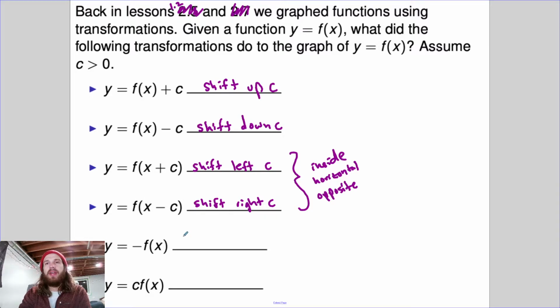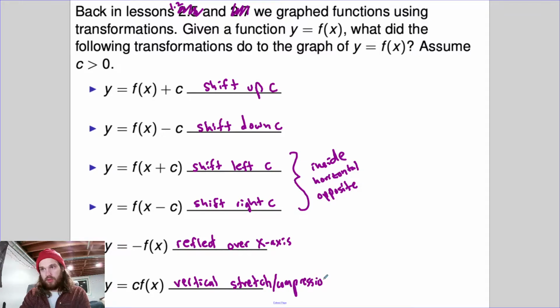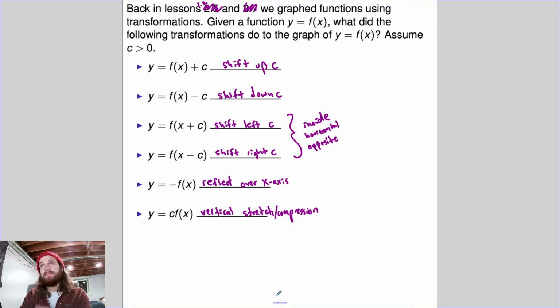All right. And then when we negate the function, that will reflect over the x-axis, or flip it, as we might say. And c is a vertical stretch or compression. Okay, vertical stretch or compression.